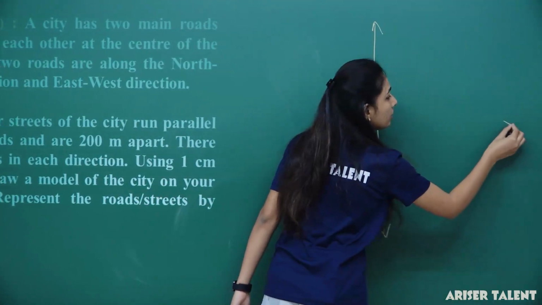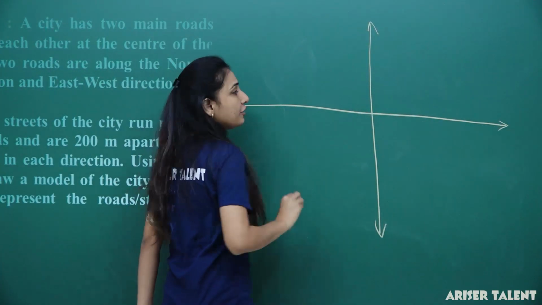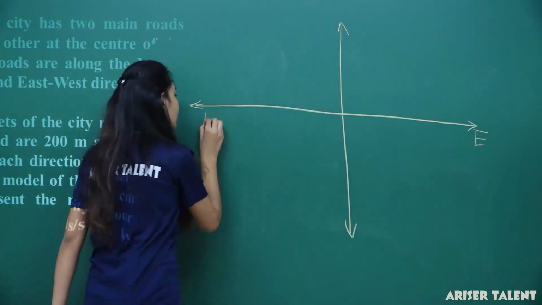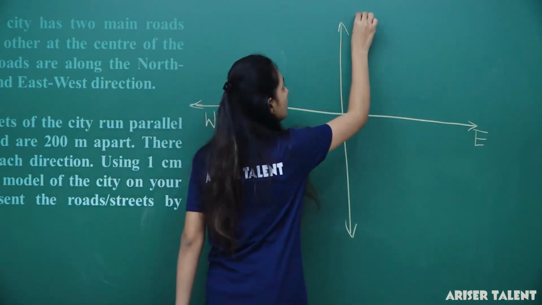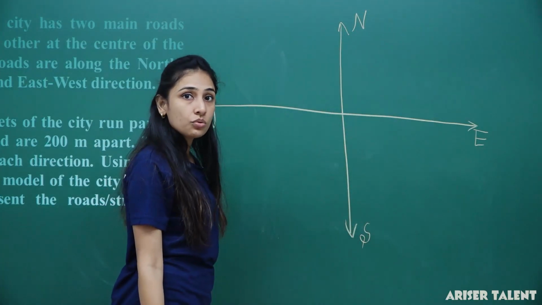Okay. So, how will I put the directions here? Like east, this is east, west is this, north is this, and the downwards is south. Okay, this is how we used to do it.